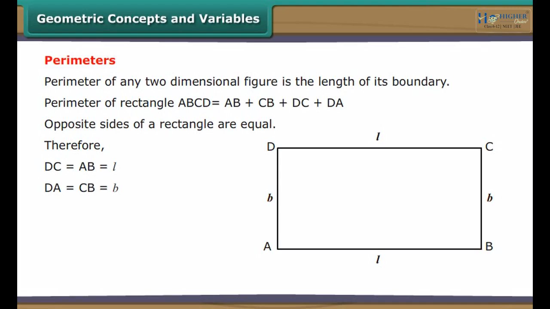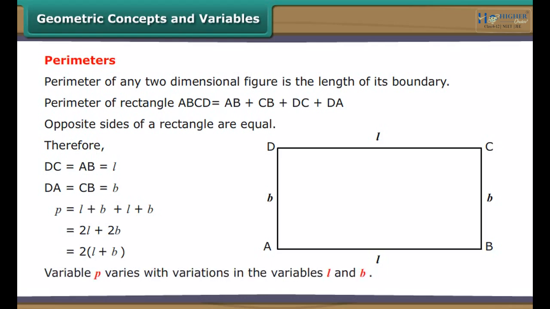If perimeter is represented by the variable P, then P is equal to L plus B plus L plus B is equal to 2L plus 2B is equal to 2 (L plus B). Variable P varies with variations in the variables L and B.